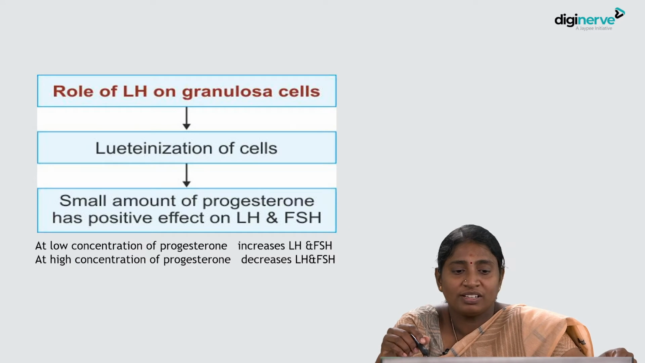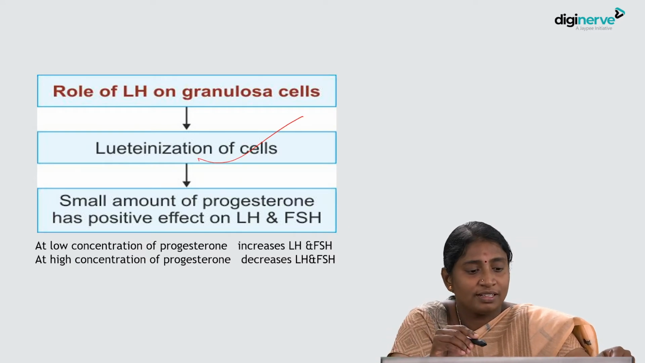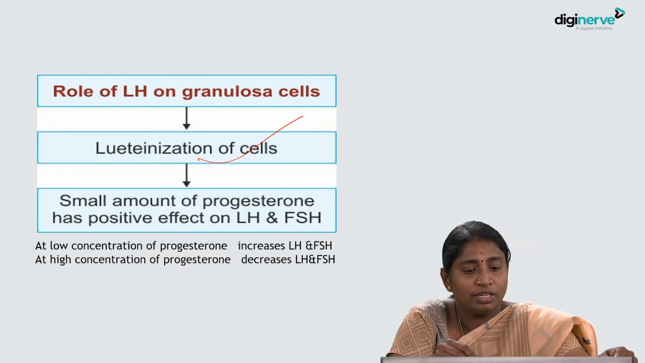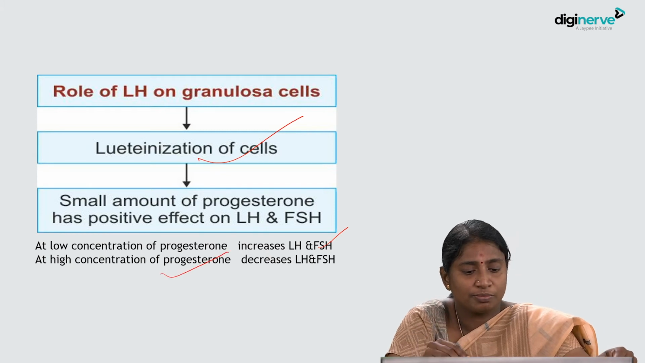Role of LH in granulosa cells: it causes luteinization of the cells. A small amount of progesterone has a positive effect on LH and FSH. At low concentration of progesterone, it increases the LH and FSH. At high concentration of progesterone, it decreases LH and FSH.